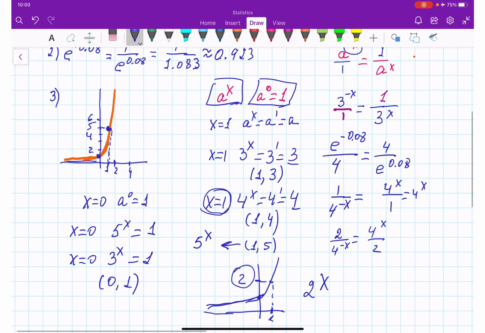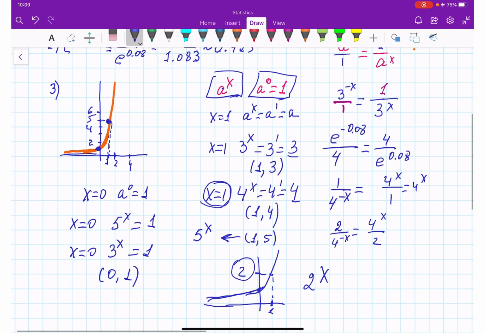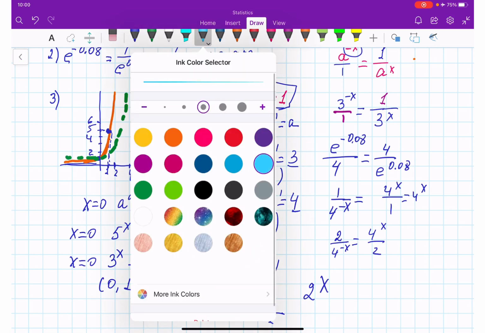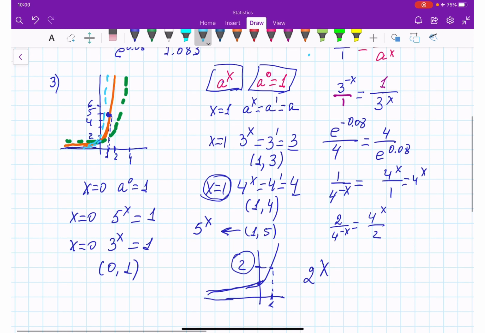No matter what, it's going to cross through the point (0, 1). This is why any type of exponential function is going to go through 1. Be it this one, going to go through 1. Be it this one, going to go through 1. So it doesn't matter. All exponential functions have to cross (0, 1). Okay? All right.